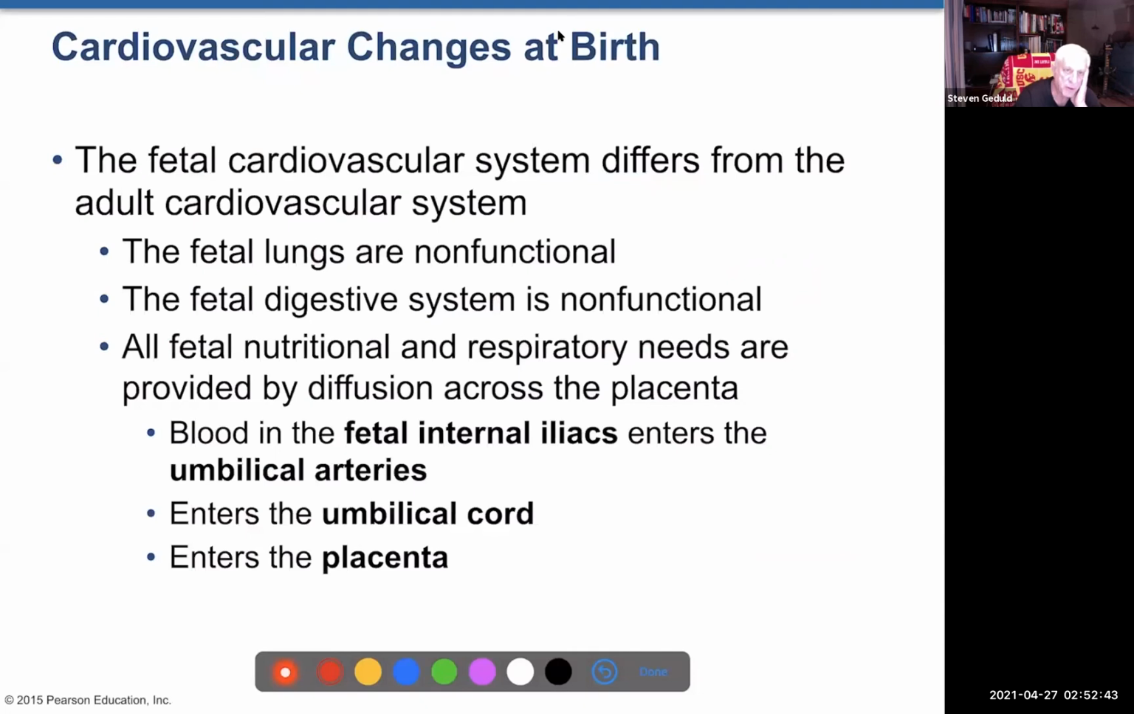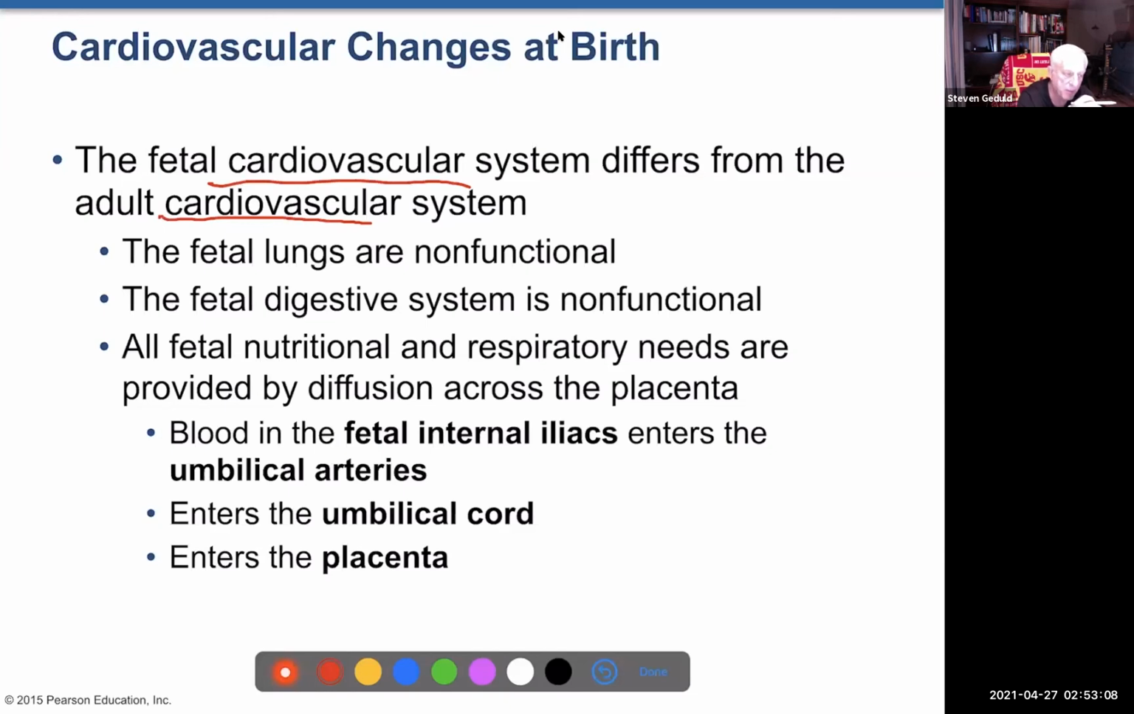Cardiovascular system at birth. We talked a little bit before about the cardiovascular system, how there are shunts and pathways, so it's not the same blood flow once it's born. The fetal cardiovascular system differs from the adult cardiovascular system, because the fetal lungs are non-functional. The fetal digestive system is non-functional.